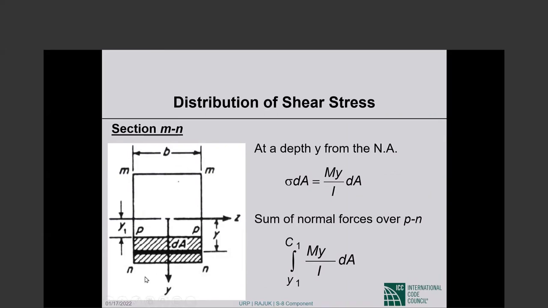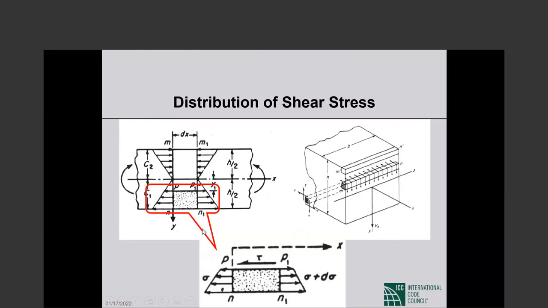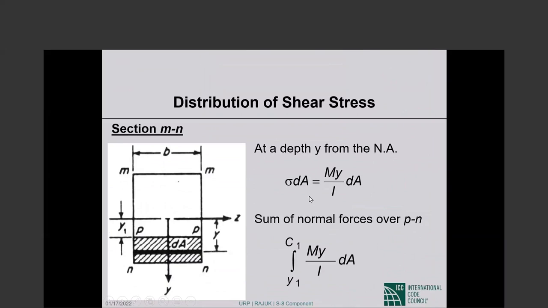So the sum of the normal forces over this entire area would be the integration from y1 to c1, where c1 is the distance to the end, shown in the previous picture. This is c1 from the neutral axis to the bottom, and that is c2 from the neutral axis to the top. So the sum of the normal forces over this hatched portion is the integration from y1 to c1 of My over I dA.